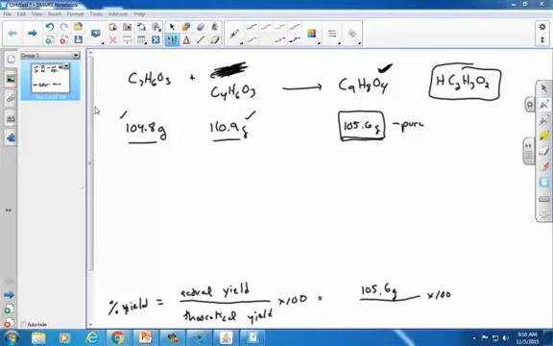So that's why we calculate percent yield, to see how good the reaction was and how good our recovery was. So theoretical yield depends on the limiting reactant or reagent. The limiting reactant is whichever reactant I run out of first, right?